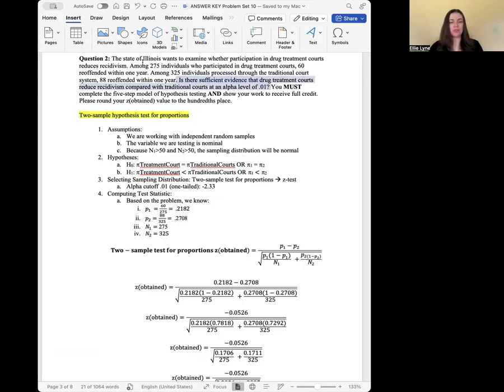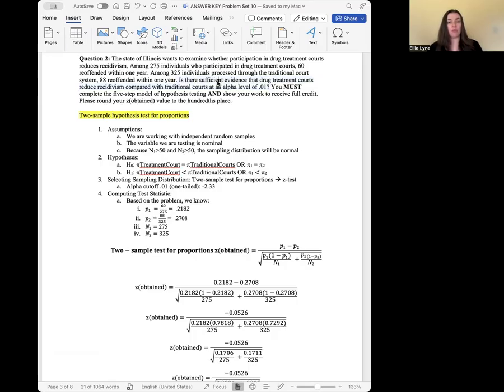So let me read this third sentence one more time. Among 325 individuals processed through the traditional court system, 88 reoffended within 1 year. Is there sufficient evidence that drug treatment courts reduce recidivism compared with traditional courts at an alpha level of 0.01? You must complete the 5-step model of hypothesis testing and show your work to receive full credit. Please round your Z obtained value to the 100th place.